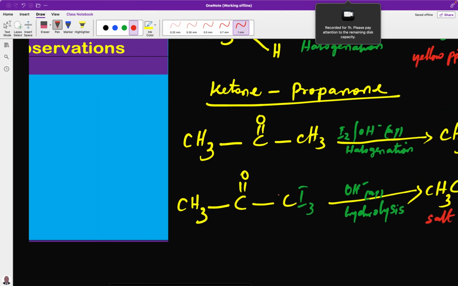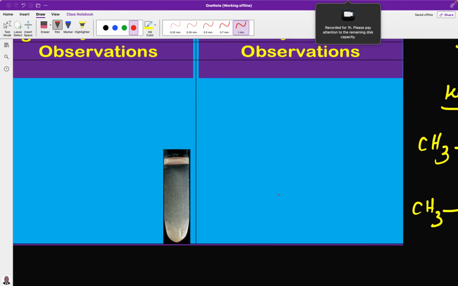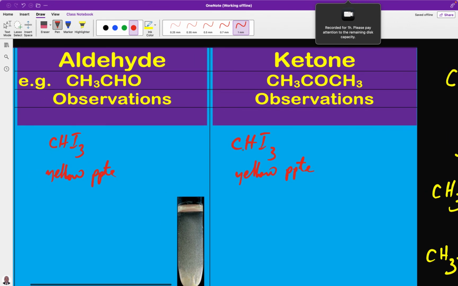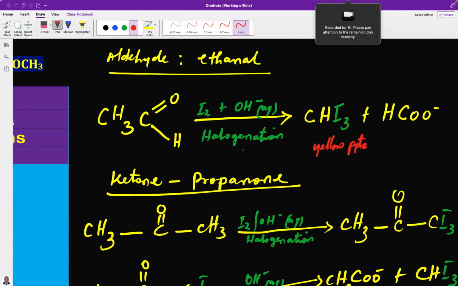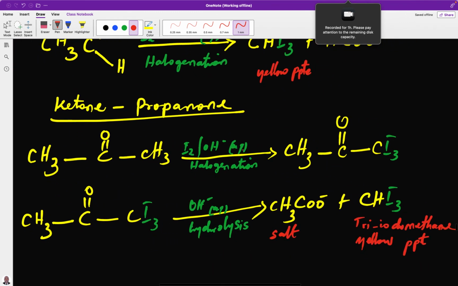So we now say the two test tubes will give a yellow precipitate. This is CHI3, which is a yellow precipitate. And this will also give CHI3, which is also a yellow precipitate. So the two will give a yellow precipitate when reacted with this reagent. When the two undergo an iodoform test, they will form a yellow precipitate: in the case of aldehyde, and in the case of propanone.